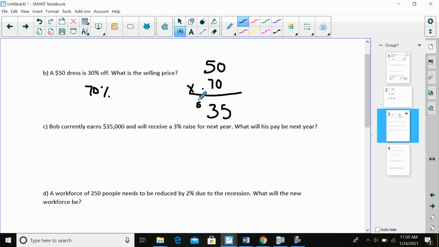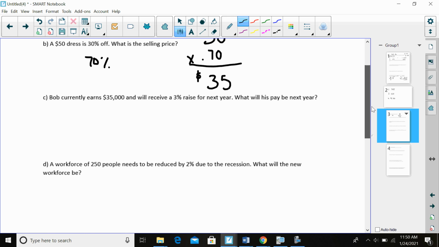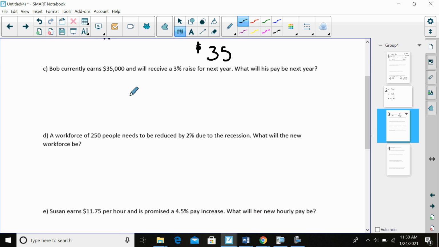Okay, so let's use the same one-step process for when we have an increase. Again, you probably learned to do 35,000 times 0.03, and then you would take that increase. I'll call it R for the raise. You'd find the raise, and then you would take the 35K and add R to it.